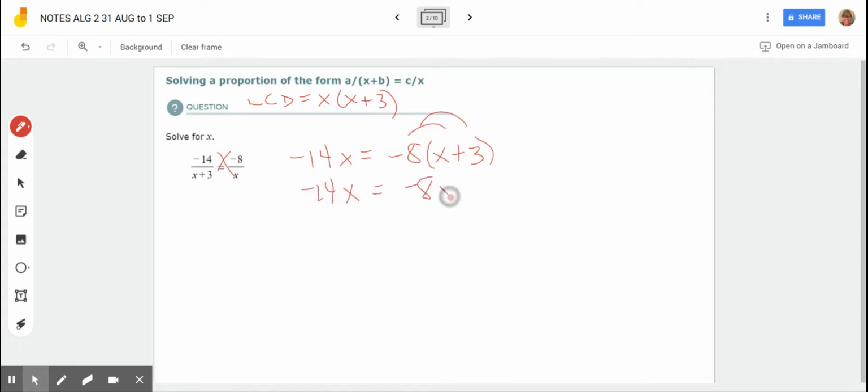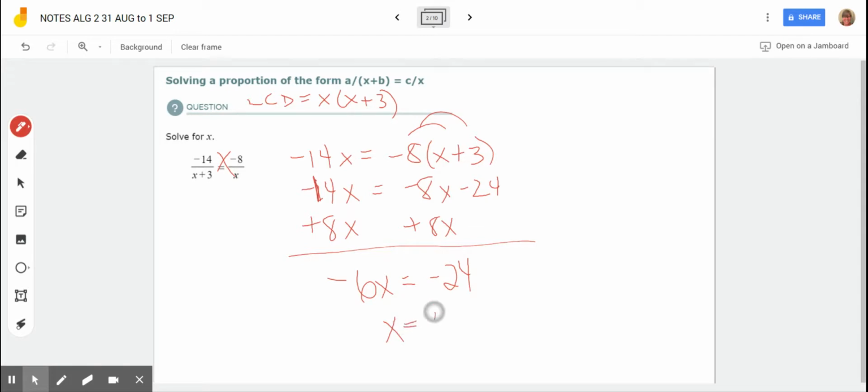Distribute: negative 8x minus 24. Add 8x to both sides. I'm actually going to write it because my brain is having issues right now. So negative 6x equals negative 24. Divide by negative 6 and you will get 4. And that's your answer.